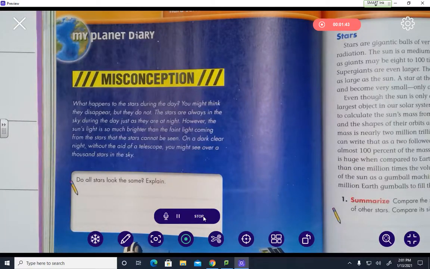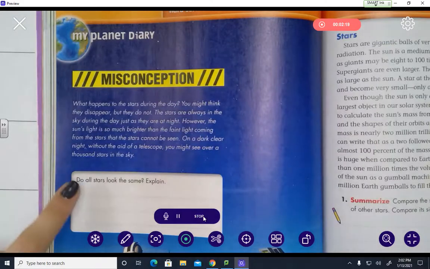So, the misconception that we have, what happens to the stars during the day? You might think they disappear, but they do not. The stars are always in the sky during the day, just as they are at night. However, the sun's light is so much brighter than the faint light coming from the stars that the stars cannot be seen. On a dark, clear night, without the aid of a telescope, you might see over 1,000 stars in the sky. So, even though the stars are there during the day, you just can't see them.